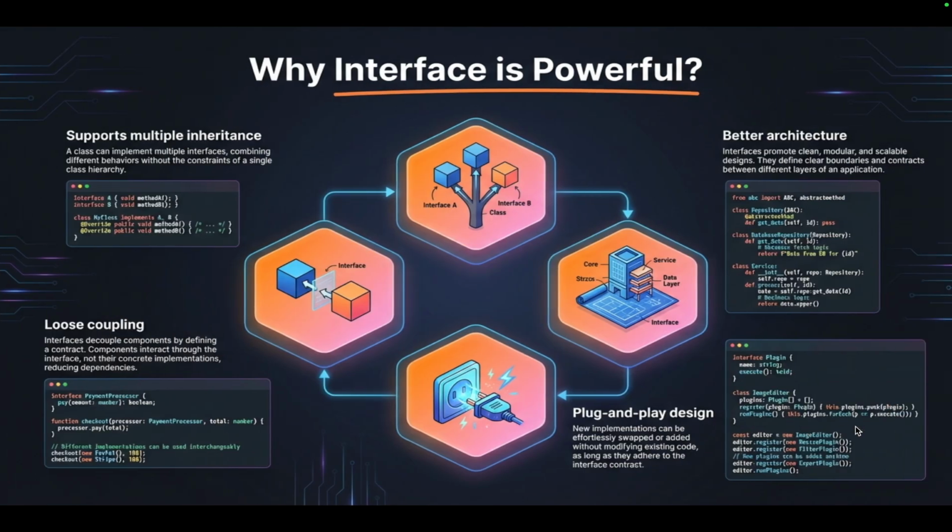Why is interface powerful? Interfaces are extremely powerful because they support multiple inheritance. They allow loose coupling. They promote clean architecture. They make code plug and play. This is why Spring Boot and microservices heavily use interfaces.